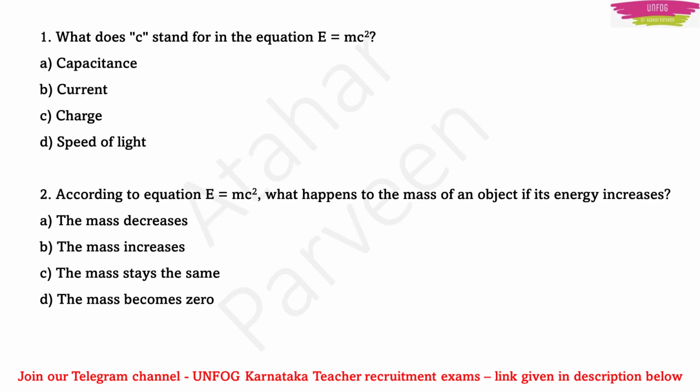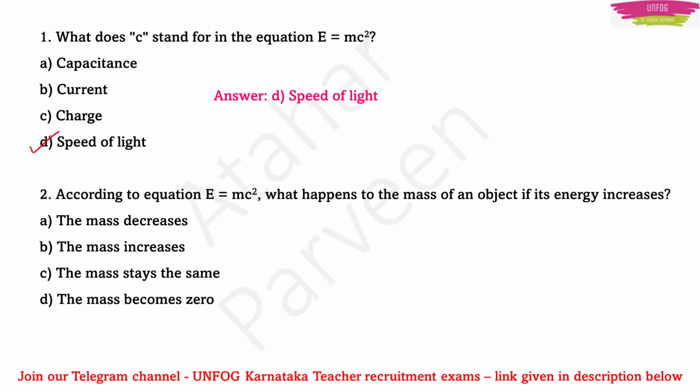Few simple multiple choice questions we will discuss. Simple questions can be like this: What does c stand for in the equation E is equal to mc square? Very easy question anyway, but you never know. They may ask a simple question, they may ask a tough question also. So we need to be ready with all levels of questions: easy, medium, hard. But hard will not go to the next level, that also you should know. So what is c here in E is equal to mc square? Of course, it is the speed of light. So option D will be the correct answer.